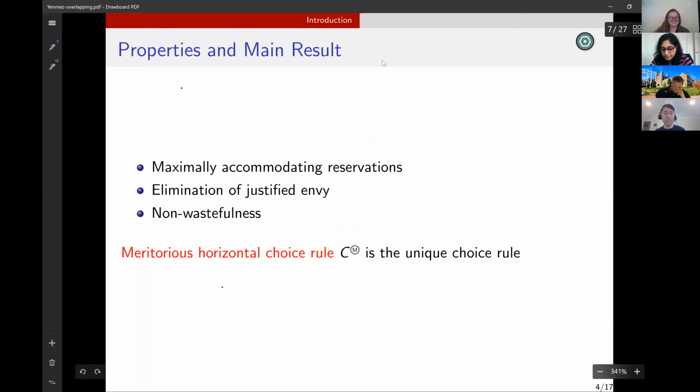Now I can. Okay. So there are three main properties. The first one is called maximally accommodating reservations. So basically, you want to fill as many of the reserved positions as possible. The second one is called elimination of justified envy.